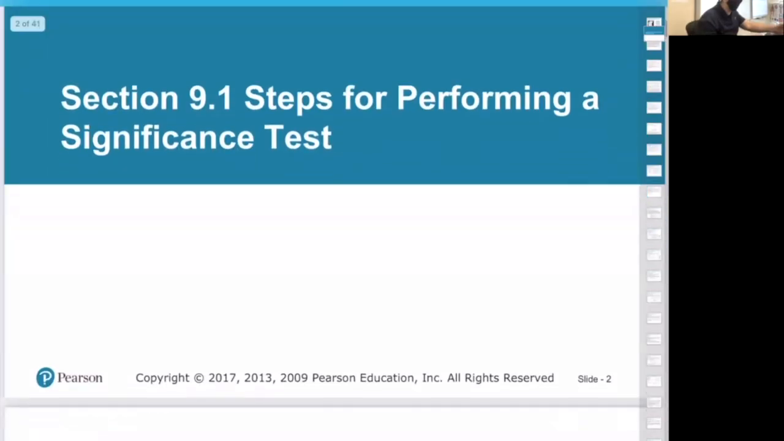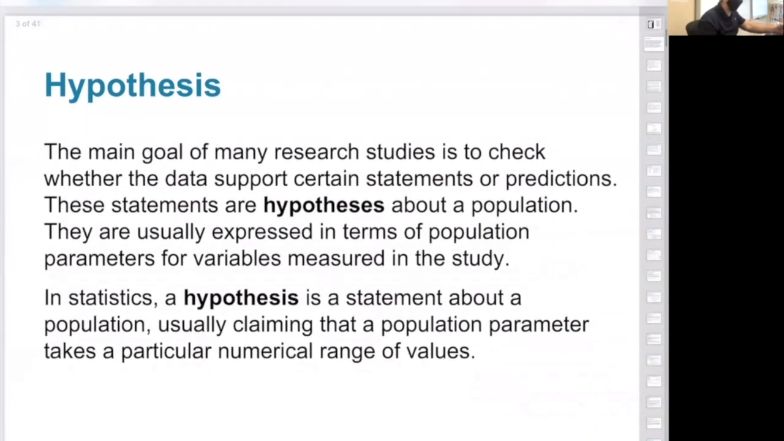Okay? So what is the hypothesis testing? The main goal of many research studies is to check whether the data support a certain statement, sometimes we call it a certain hypothesis, or prediction. So when you do a research, you want to prove something, right? We need the data to support our hypothesis. So this is the main goal of any research, okay?